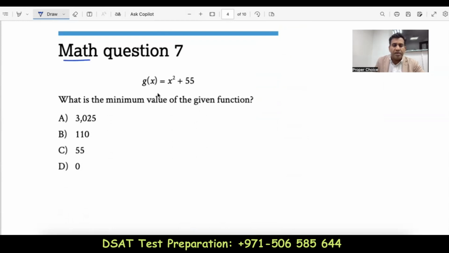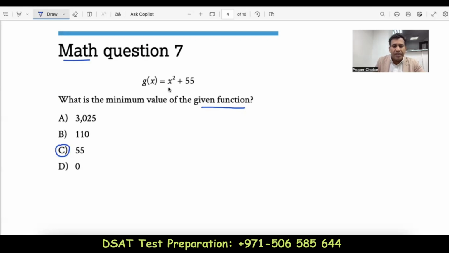It says g of x is equal to x squared plus 55. What is the minimum value for the given function? See, if you are good at analyzing functions, without doing anything, you can go with the right answer. In this case, the right answer is going to be 55. Now, why am I saying so?